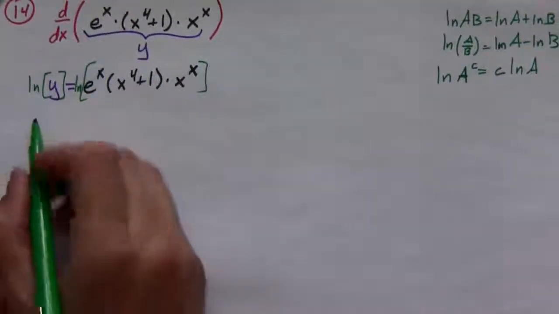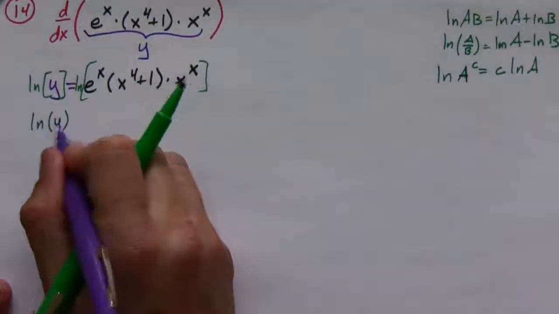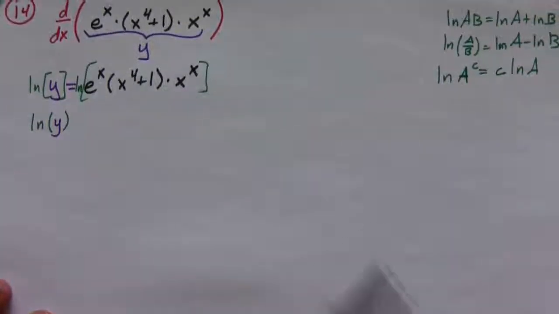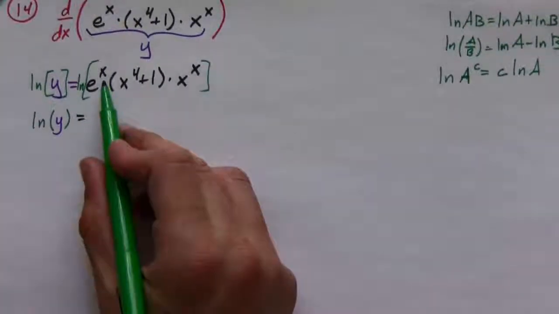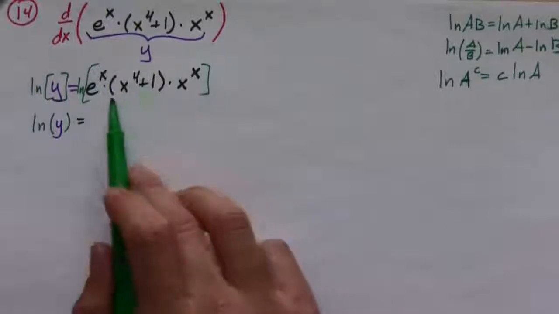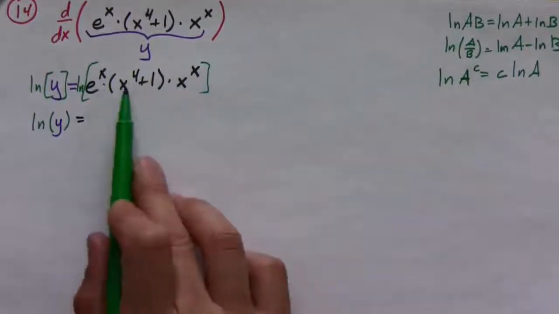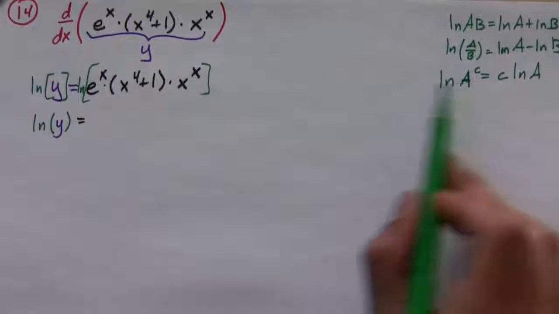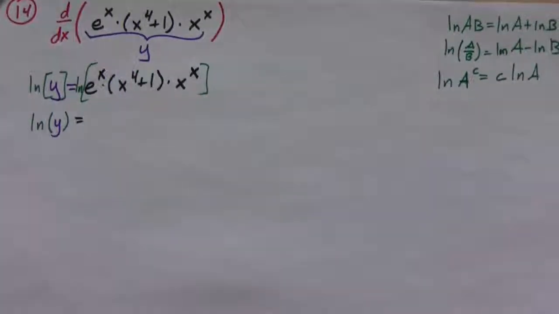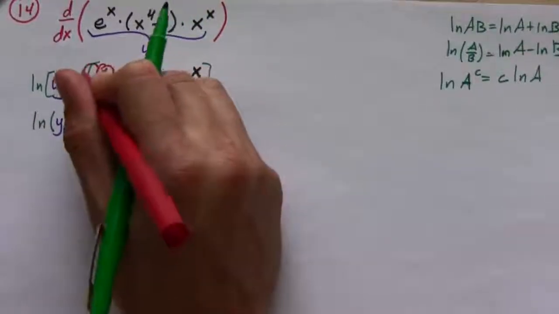And so on the left side, I'm going to leave it natural log of y. But now on the right side, I'm going to break it up. So I'm going to use law number 1 to break it up into 3, and law number 3 as well at the same time. So these exponents are going to come out in front.